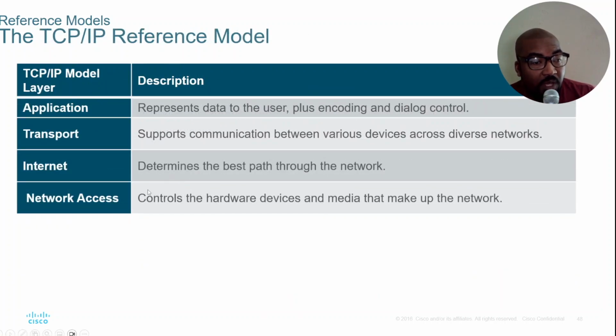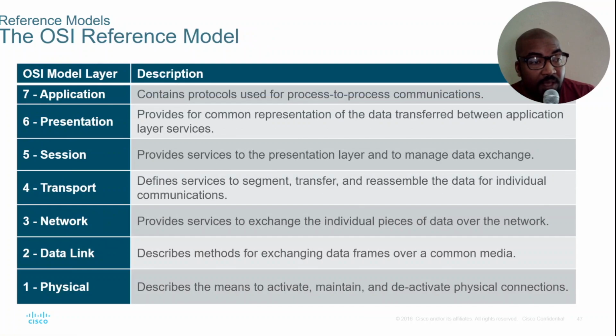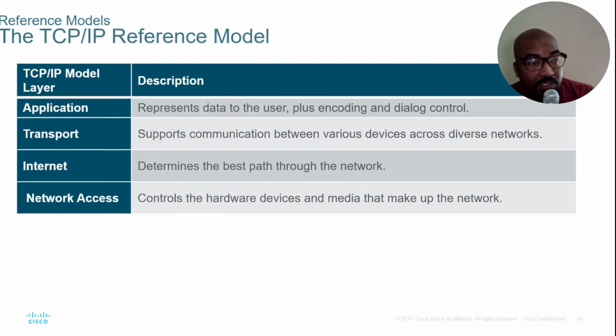TCP/IP reference model, we kind of saw that. Network access controls the hardware devices. Internet determines the best path through the network. Transport supports communications between various devices across diverse networks. And then the application, those two are the same, right? The application layer on the OSI model and the application layer on the TCP/IP model represents the data to users, encoding, being able to see what we see. Those ones and zeros getting translated into what we can see when looking at it on the screen.